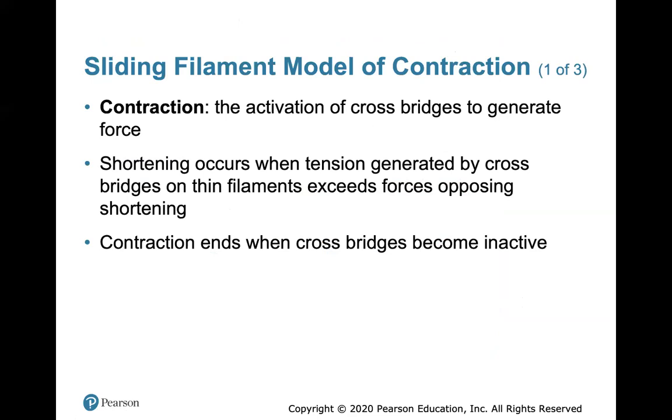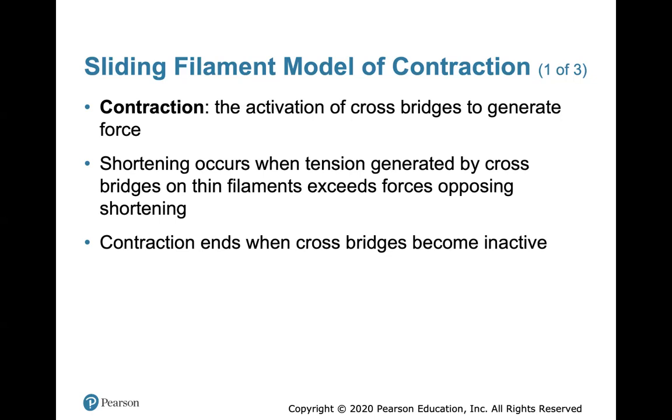So now we'll talk a little bit about the sliding filament model, which is just a fancy way of saying how these muscle fibers contract. And again, contraction of a muscle fiber means it's shortening, and that shortening of the muscle fiber will allow the entire muscle to pull on the bone that it's attached to, and that's what causes your bones to move.